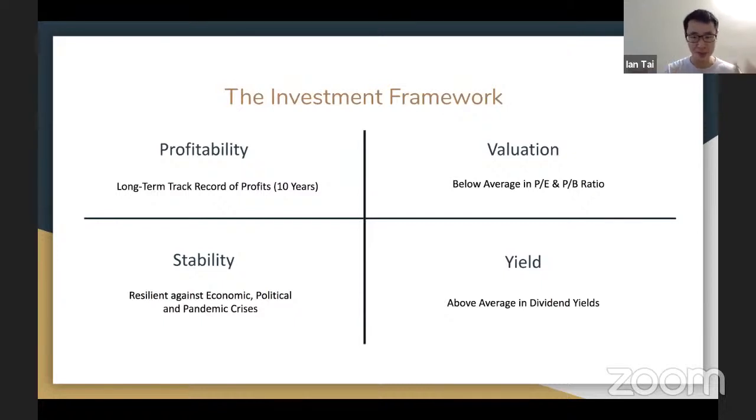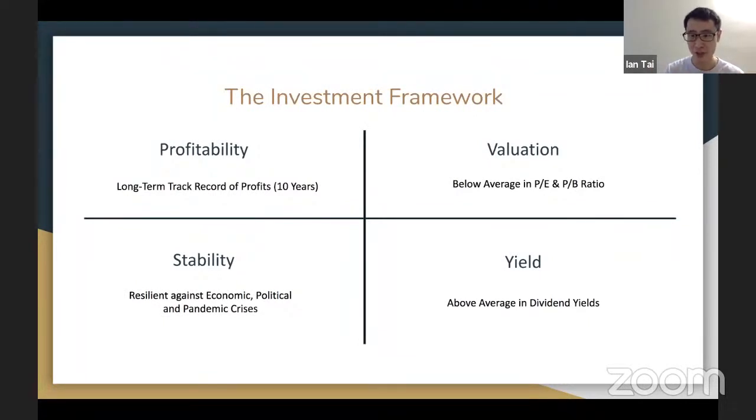Stability is very important, especially right now, in challenging times. We want to see whether or not a stock is financially stable and can ride out the crisis. In fact, right now, there is a combination of crises: economic crisis, political crisis, as well as the pandemic crisis. So stability right now is a very important thing when it comes to investing. On the left-hand side, we have the fundamental quality criteria. The first two are about the quality of the stock.